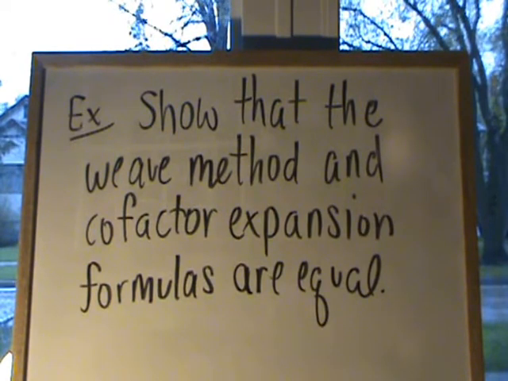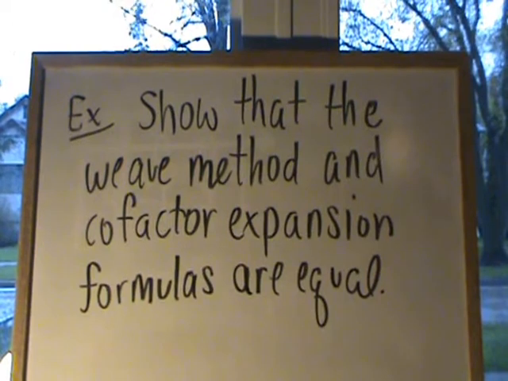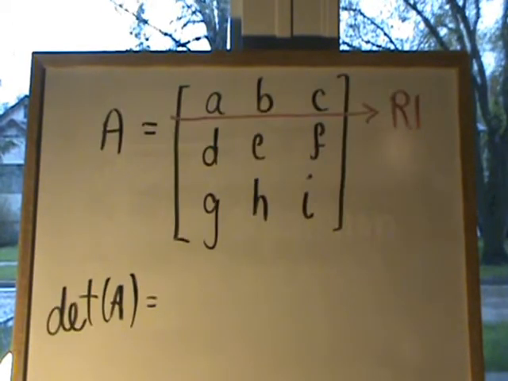The first one is that we're going to show that the weave method and the cofactor expansion method are equal for a 3 by 3 matrix. So what I've done is I've written down a general 3 by 3 matrix with the letters A through to I. And we're going to calculate the determinant of this matrix A using a cofactor expansion along row number 1.